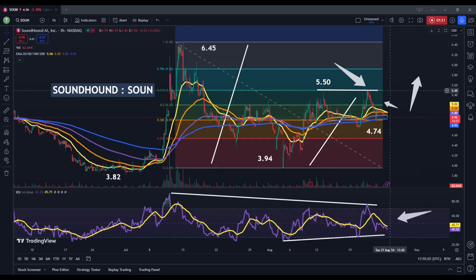So here's the current market analysis and update for SoundHound AI Incorporated, stock ticker SOUN.